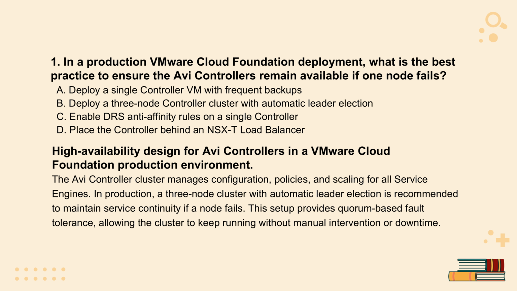Okay, first principle, reliability. In cloud infrastructure, it's just fundamental, right? If your management plane hiccups, everything's at risk. So talking about Avi controllers, the brains of the operation, what's the absolute gold standard, the best practice to keep them available even if a node fails, especially in, say, a critical production VCF environment? Yeah, that's foundational. For real availability, particularly in production VCF, the answer is clear. Deploy a 3-node controller cluster. And crucially, it needs automatic leader election. That's not just a suggestion. It's really the core architectural choice for resilience.